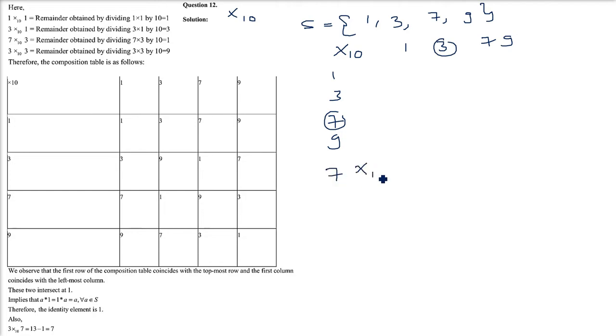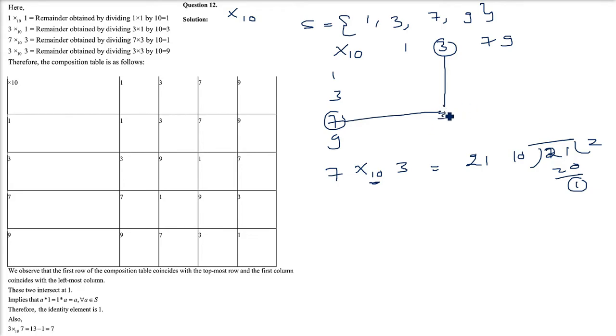You multiply 7 with 3, that will be 21. Then you divide it by 10, and the remainder is what you are going to write. 21 divided by 10: 10 twice, so 1 is the remainder. So for 7 and 3, you put 1.